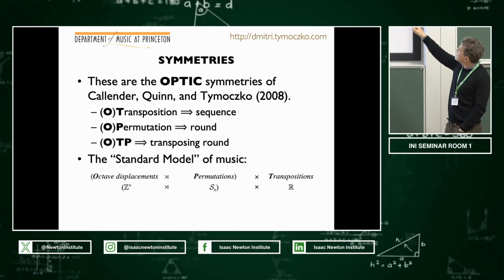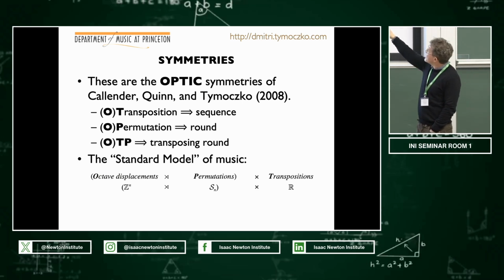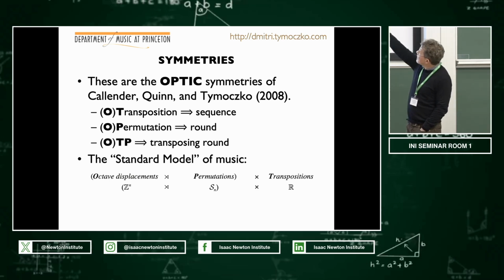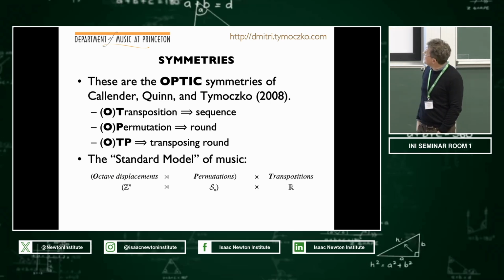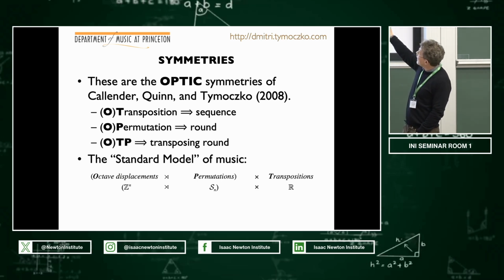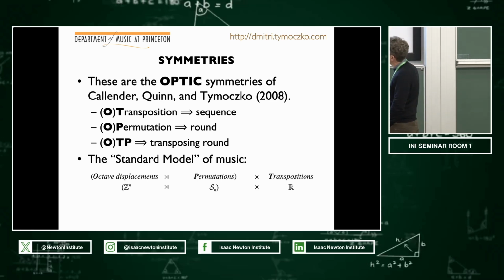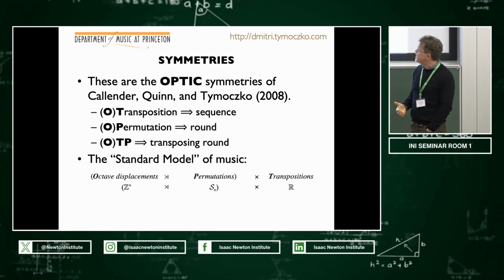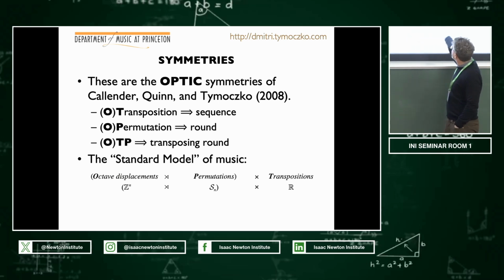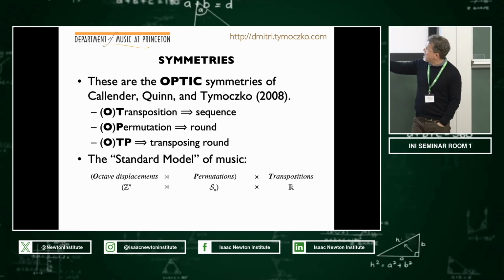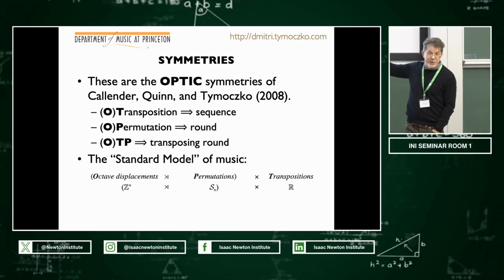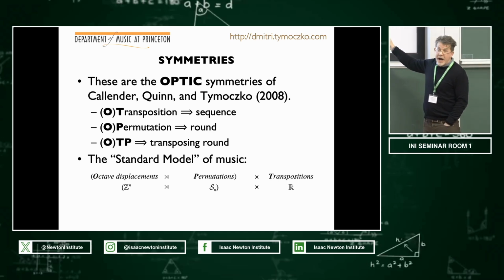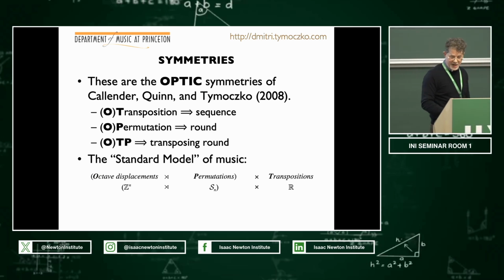They correspond to octave transposition, permutation, and then translation, all right? And applying each package of symmetries gives you a different kind of musical phenomenon: sequence, round, transposing round. We have what I jokingly call the standard model of music. Our standard package of symmetries is octave displacements, permutations, transpositions, or translations. So Z^n semidirect S_n, the symmetric group on n letters, in this case direct product with the group of translations in pitch, which is R, or Z if you only want to stick to the keys of the piano keyboard.